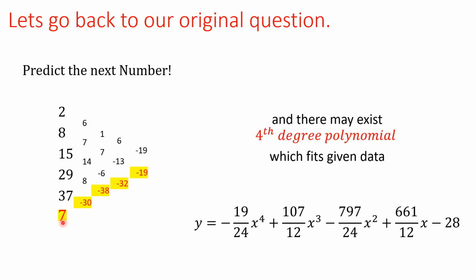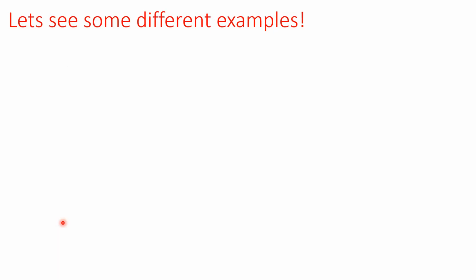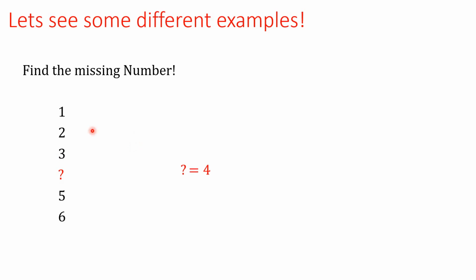Now let's go to some different type of examples. Here we will find a missing number from the sequence. So suppose we have this sequence 1, 2, 3, question mark and 5. So can you find this missing number here? It's very simple, right? Okay, it is 4, right? Because there is a pattern 1, 2, 3, this has to be 4, 5, 6. Okay, and what is the function which fits given data? y is equal to x.